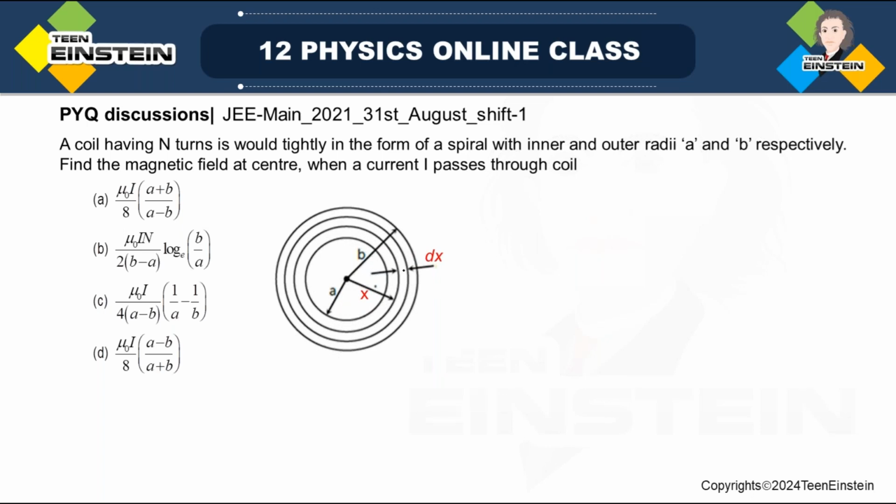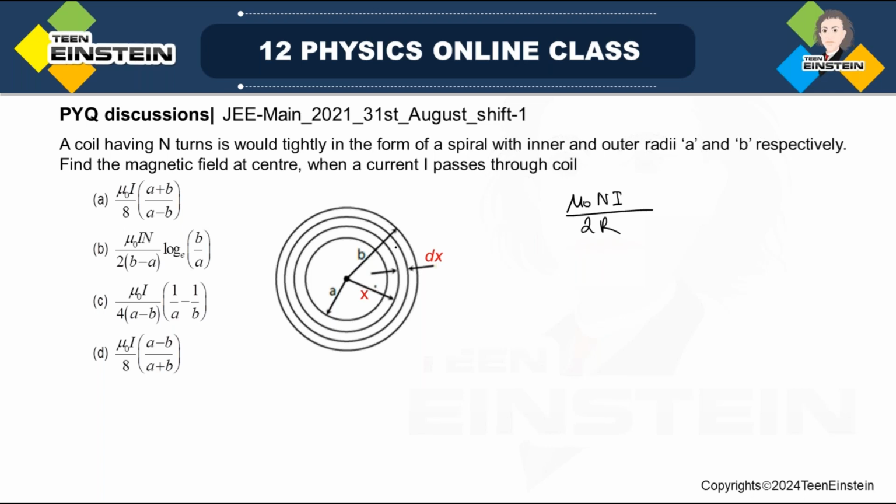We know the magnetic field at the center due to a coil having a single turn, or if I take n turns, mu 0 N I by 2r. So this is the magnetic field at the center for a coil. What is this r? r is the radius of the circular coil, N is the number of turns and I is the current flowing through that.